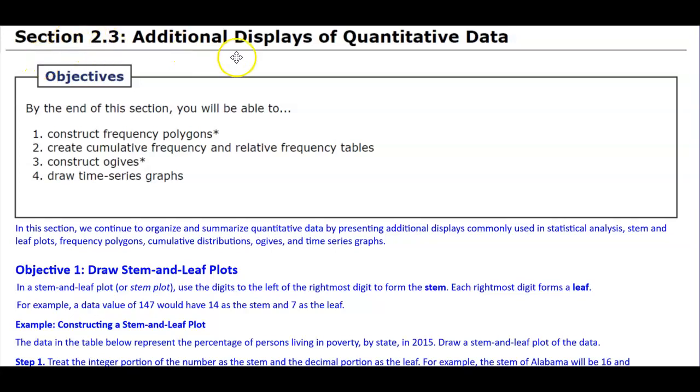Section 2.3, Additional Displays of Quantitative Data. The objectives in this section: you will be able to construct frequency polygons, create cumulative frequency and relative frequency tables, construct ogives, and draw time series graphs. In this section we continue to organize and summarize quantitative data by presenting additional displays commonly used in statistical analysis: stem and leaf plots, frequency polygons, cumulative distributions, ogives, and time series graphs.